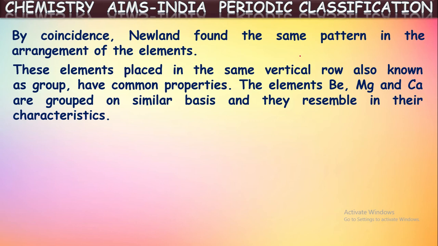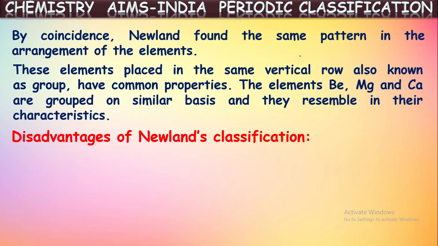So the elements which show similarity in these properties, he kept one below another and called those one column or one group. Okay. Now in this way, on arranging, beryllium, magnesium, and calcium have come into one group, and these have similar chemical properties too. But in this also, there are drawbacks.